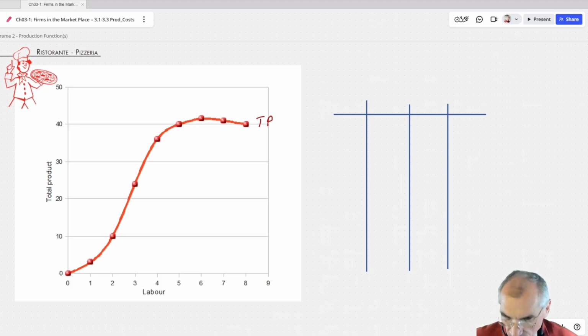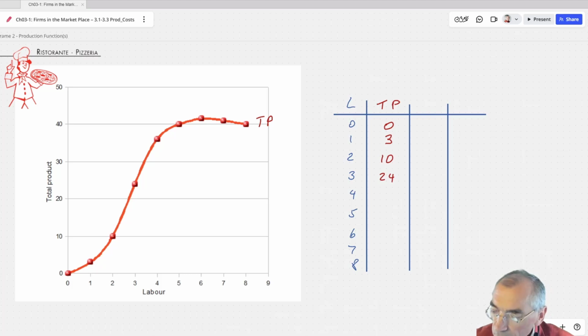When the amount of labor L is 0, 1, 2, 3, up to 8, then our output, total product, is 0, 3, 10, 24, 36, 40, 42, and then it goes down again, 41, 40. This is what we see as the total product.